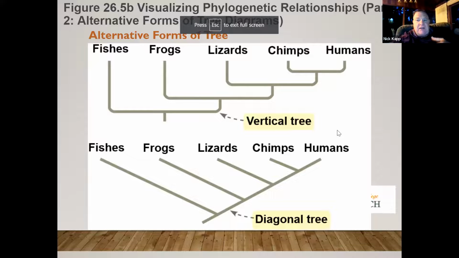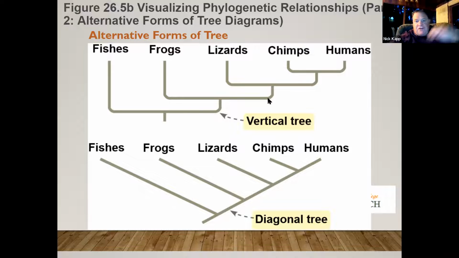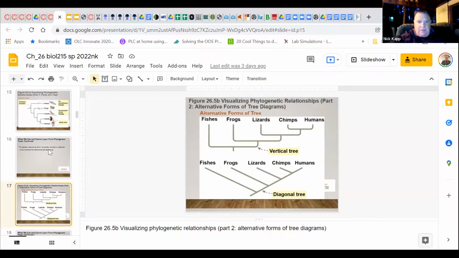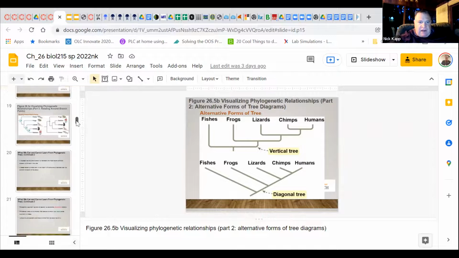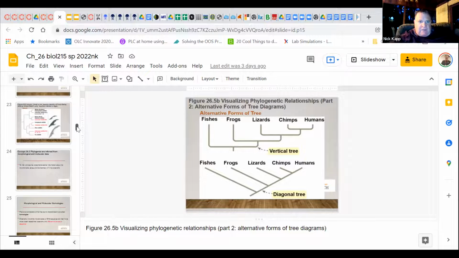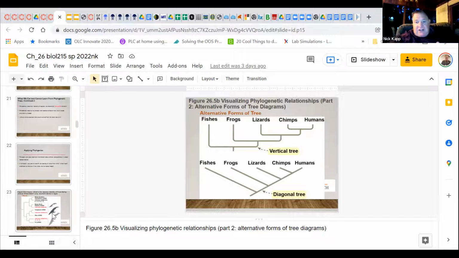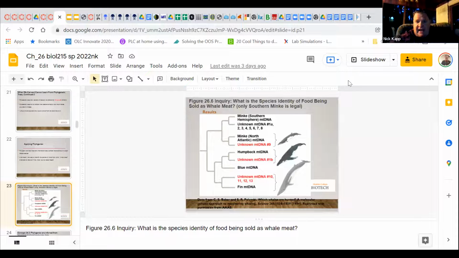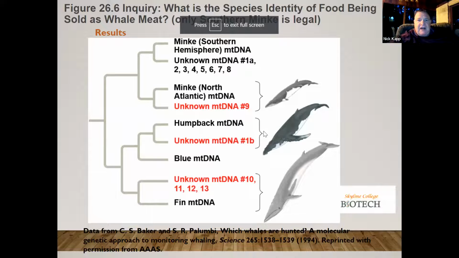Part of this is you need to be able to look at and read a phylogenetic tree and look at phylogenetic relationships. We can use a vertical tree or we can use a diagonal tree. These materials can flip around when we look at it. So that's one of the changes that we can look at. And then, where can we use these phylogeny trees? Yes, we can. In this case, this is a study that was done on whales, actually going into the fish shops in Japan and looking at whale meat and seeing what it is.